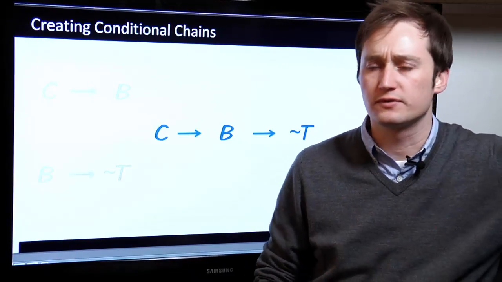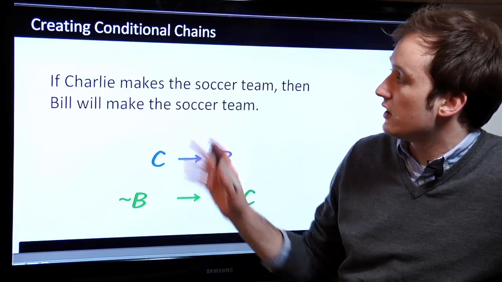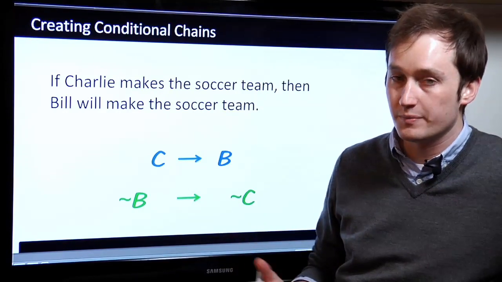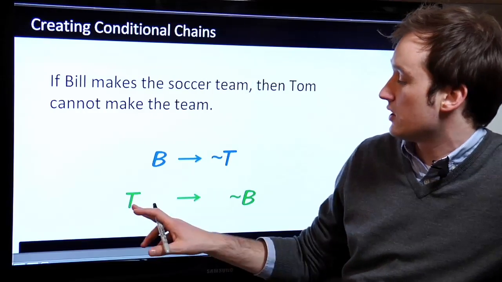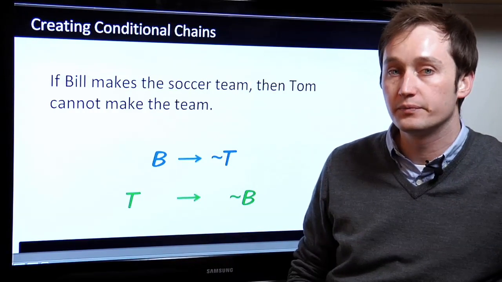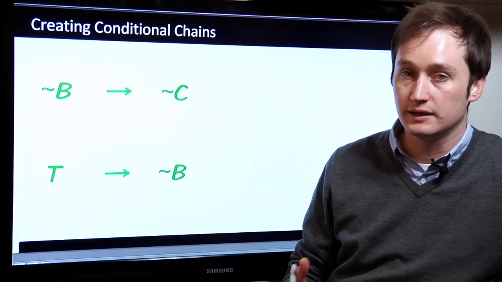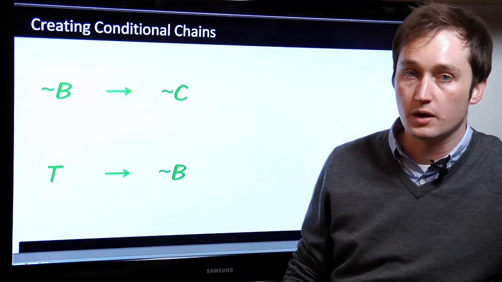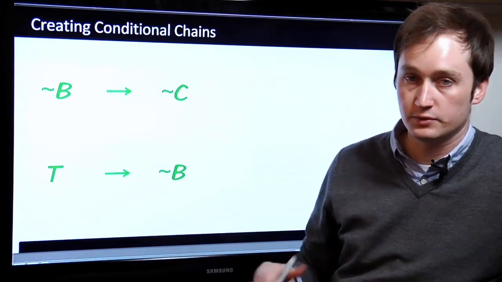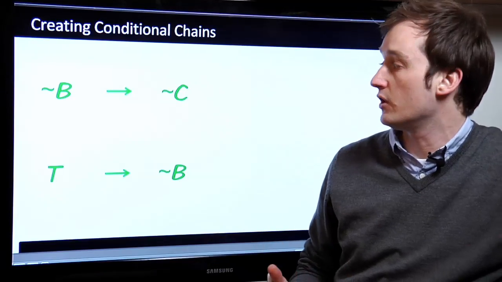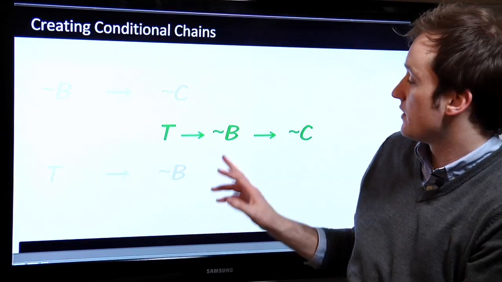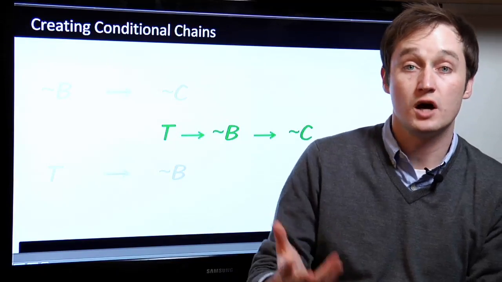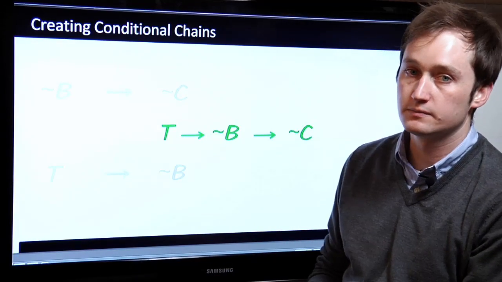We can also do this with the contrapositive. If we take the contrapositive of the first statement, no Bill gives us no Charlie, and of the second statement, Tom means that we can't have Bill, and we look at them again in concert, we now have this shared element of no Bill. Again, a condition and a result. And we can combine as follows. If Tom makes the team, then Bill cannot make the team, and Charlie cannot make the team. So if Tom makes the team, Charlie cannot.